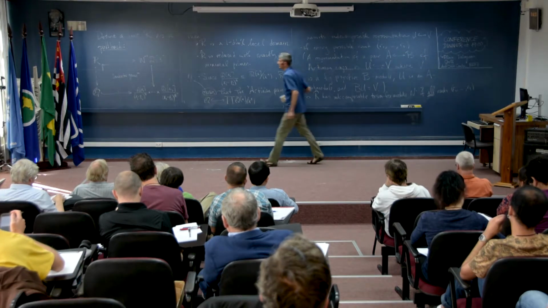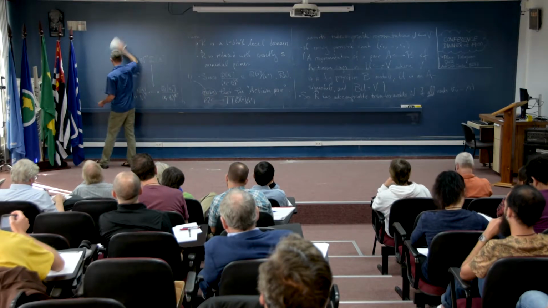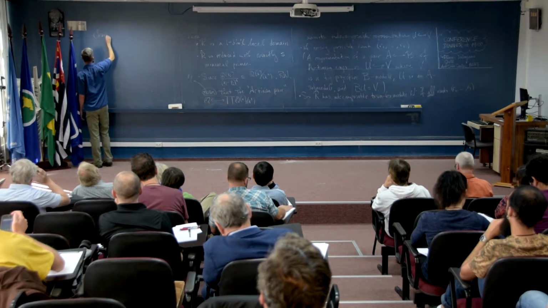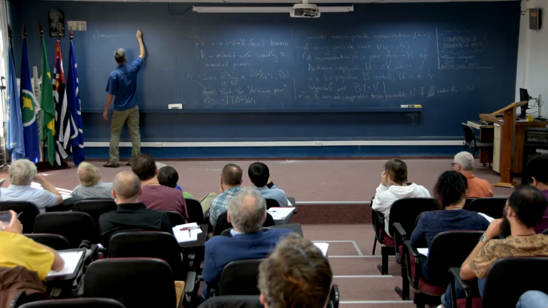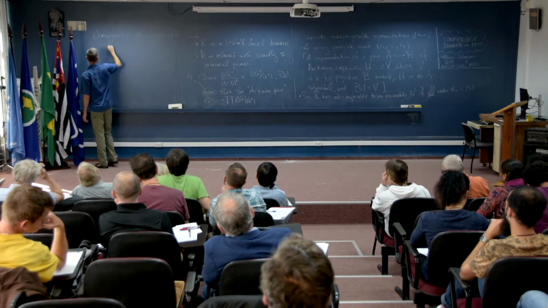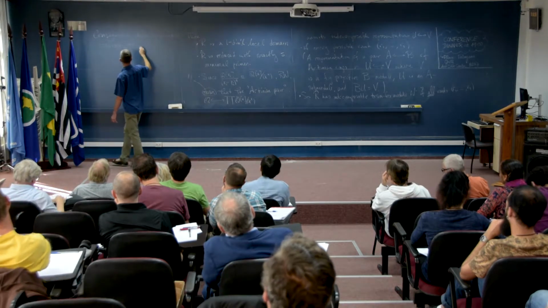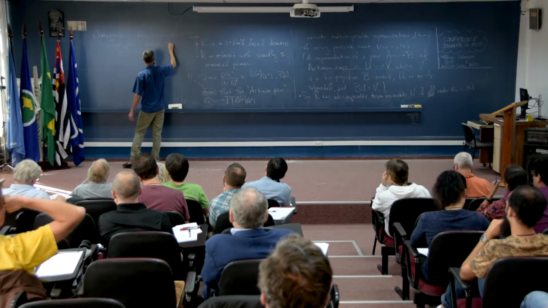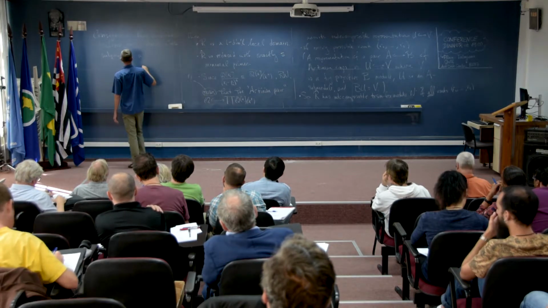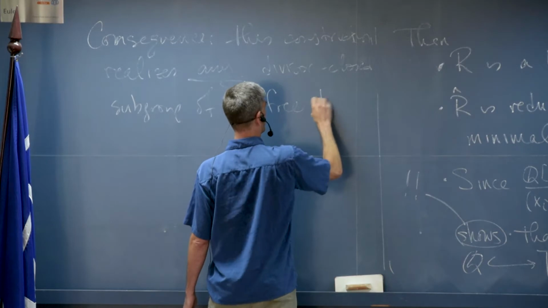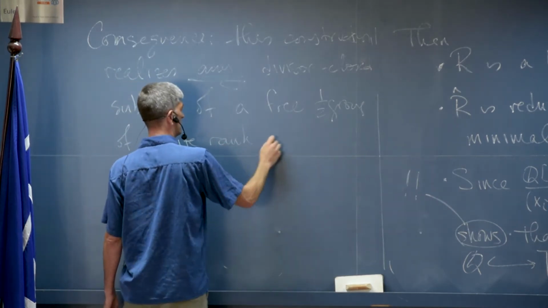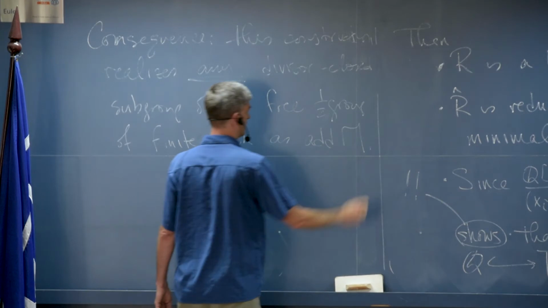So the consequence, I guess I'll erase the diagram now. The consequence is that this construction realizes any divisor closed subgroup of a free semigroup of finite rank as add of M for some M.